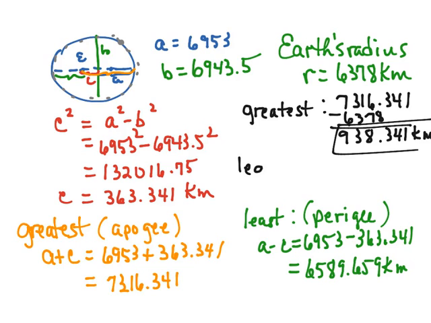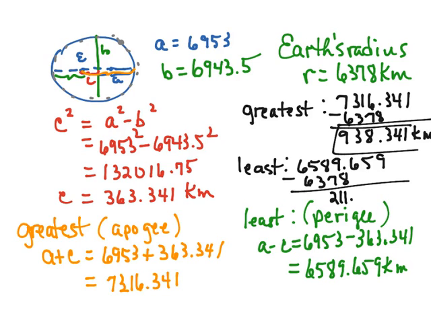And our least distance would be the least distance that we found a moment ago, 6,589.659, and again subtract the Earth's radius of 6,378, and the least distance would be 211.659 kilometers.